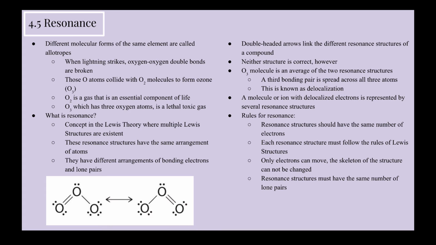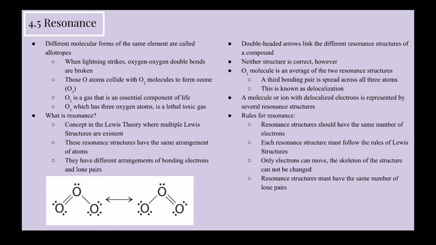Neither of the structures is technically correct, however. The actual bonding in ozone is an average of the 2 resonance structures. The third bonding pair is spread across the 3 atoms. When this happens, it is known as delocalization of electrons. A molecule or ion with delocalized electrons is represented by several resonance structures.